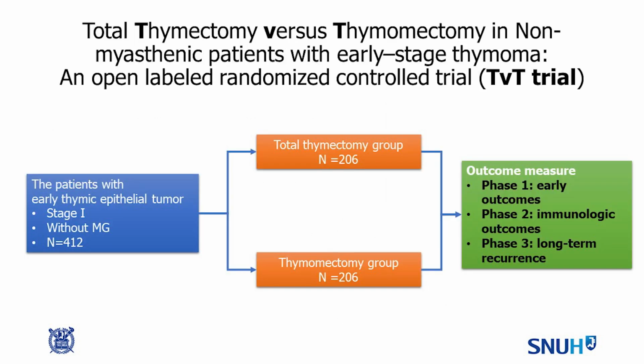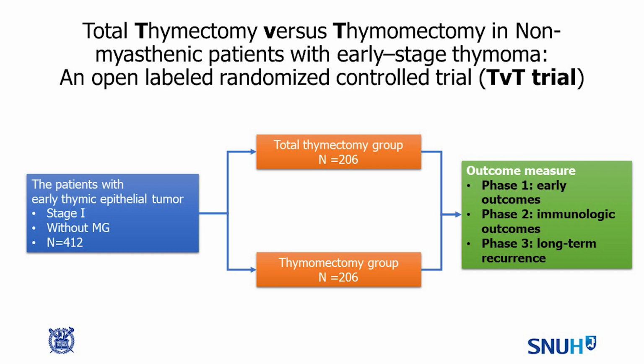So, to answer this question, I think it is time to initiate a randomized control trial. This is a trial we started recently in our hospital, comparing total thymectomy versus thymomectomy. It is abbreviated as the TVT trial. We include patients with stage 1 thymoma without myasthenia gravis. We are going to enroll 400 patients.